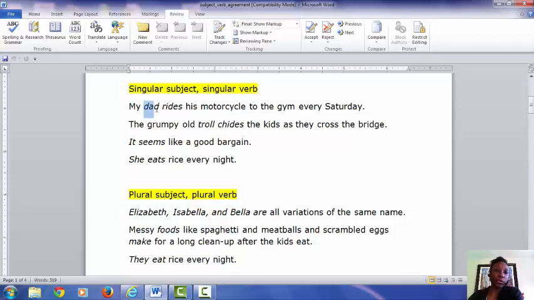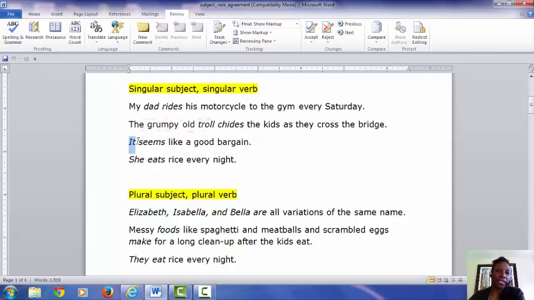The subject, who or what is the sentence about? Dad. What is the subject doing? Rides. Again, the grumpy old troll chides the kids as they cross the bridge. Who or what is the sentence about? Grumpy old troll. And what is the subject doing? Chides.